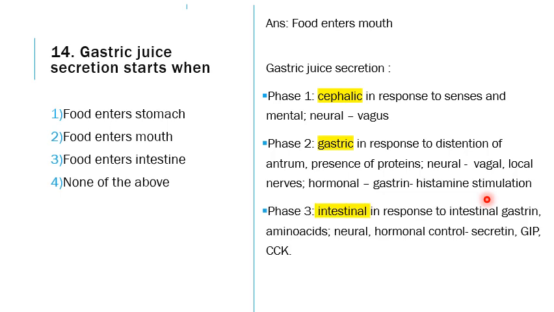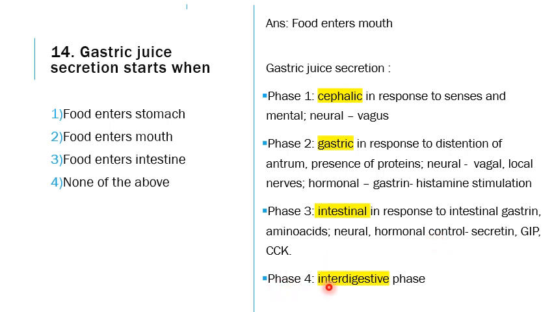Then the third phase is the intestinal phase, when food enters the intestine. Again, in response to the presence of gastrin as well as the smaller amino acids, it will stimulate the secretion of the gastric juice. This is also controlled by the nerves, that is the vagal nerve, and by hormonal control through secretin, gastric inhibitory polypeptide as well as cholecystokinin.